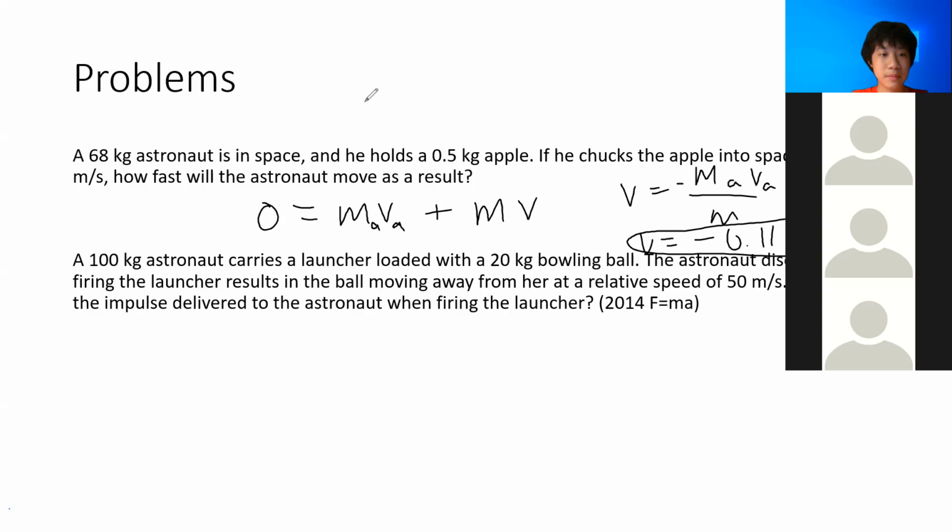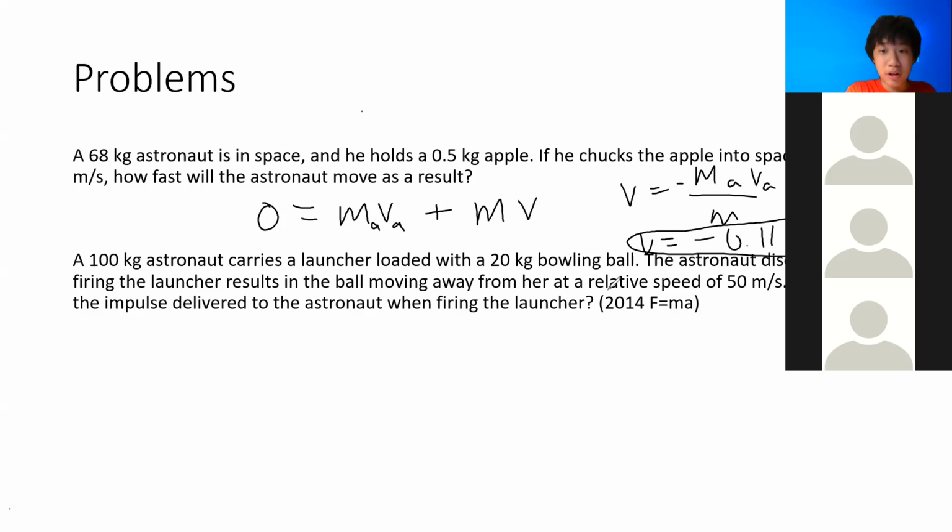All right. Now for the second problem, a 100-kilogram astronaut carries a launcher loaded with a 20-kilogram bowling ball. The astronaut discovers that firing the launcher results in the ball moving away from her at a relative speed of 50 meters a second. What was the impulse delivered to the astronaut when firing the launcher? Well, again, we're going to use conservation of momentum here. But the key difference between this problem and the previous problem is that this problem is very, very tricky.